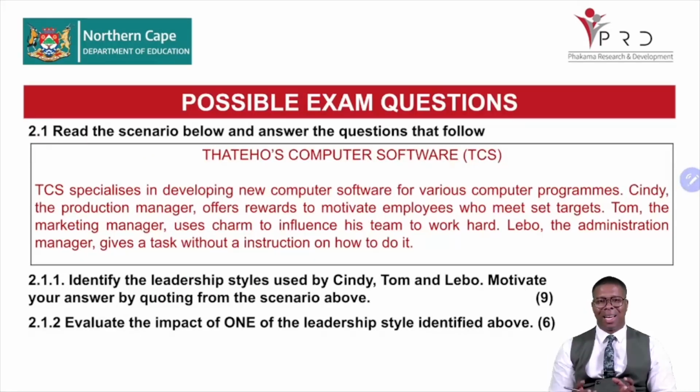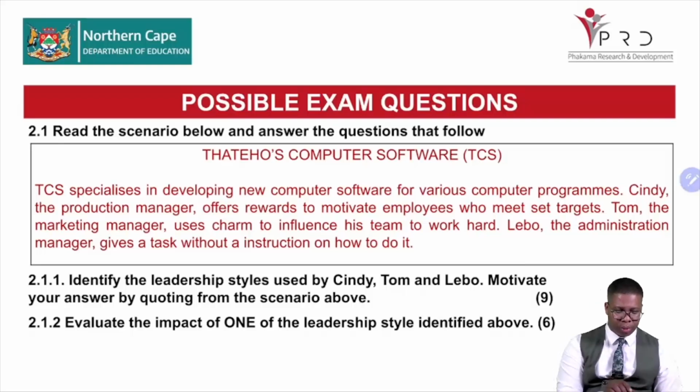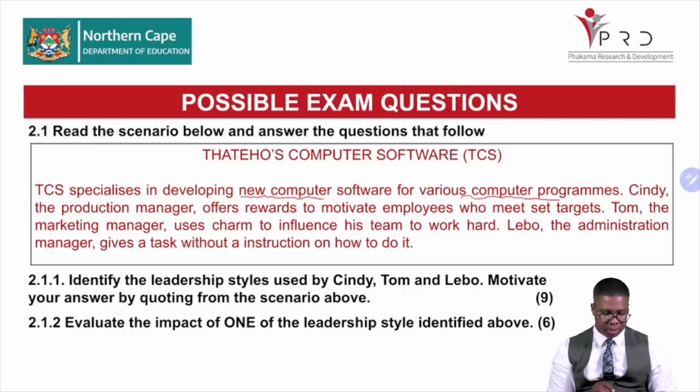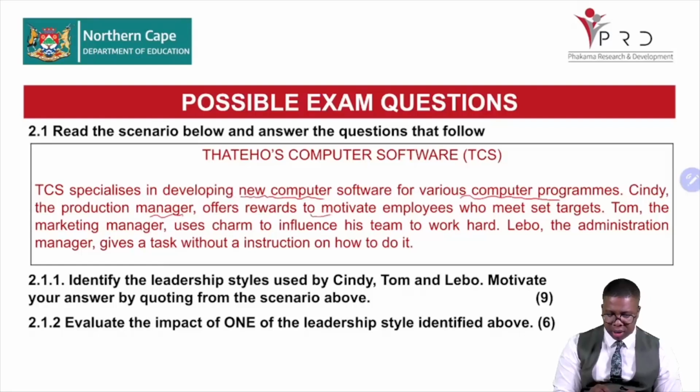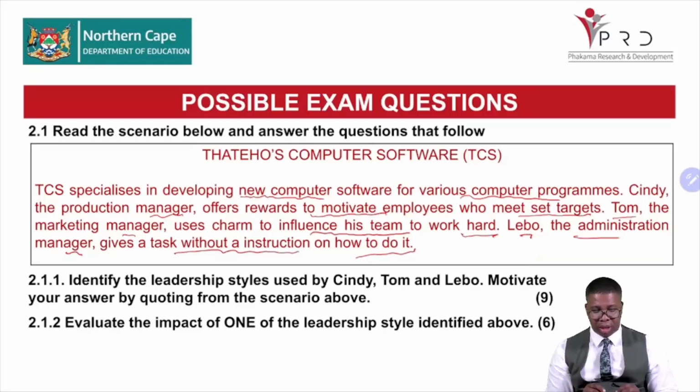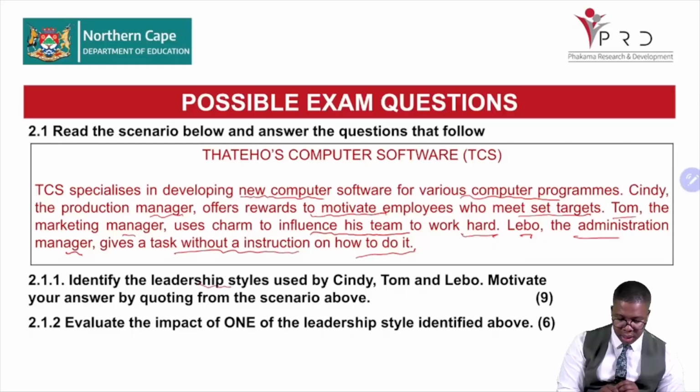Now let us look into typical or possible examination questions. We have Tateo's Computer Software, TCS. Tateo's Computer Software specializes in developing new computer software for various computer programs. Cindy, the production manager, offers rewards to employees who meet set targets. And Tom, the marketing manager, uses charm to influence his team to work hard. Lebo, the administration manager, gives a task without instruction on how to do it. Now, 2.1.1 requires you to identify the leadership styles used by Cindy, Tom and Lebo.